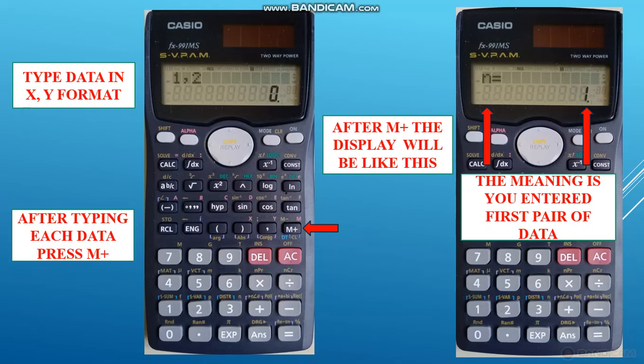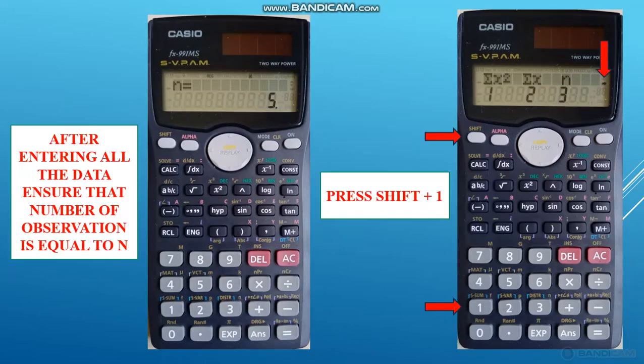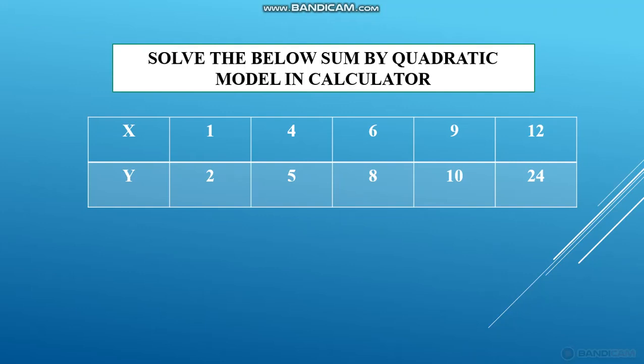Okay, so after pressing M plus, the display will be like this. That is n is equal to 1. The meaning is you enter first pair of data. And similarly you enter all the 5 pairs of data. First you enter 1, 2.